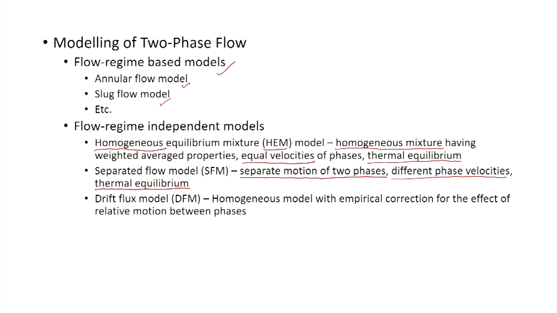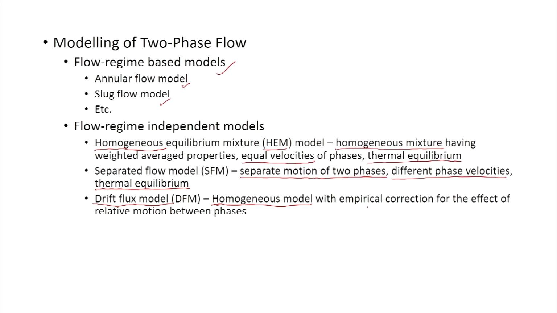Then there is a drift flux model. In this, there is a concept of drift flux which we will discuss later, and using that the relative motion between the phases is accounted for. This combines the simplicity of the homogeneous model, but also takes into account the relative motion of the phases. The homogeneous model is used, but there are empirical correlations for the effect of relative motion between the phases. So, first we will discuss the homogeneous model.